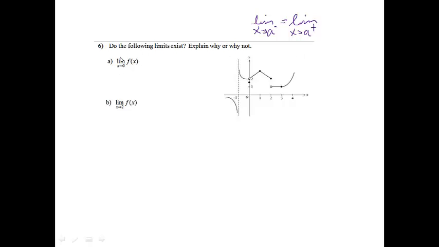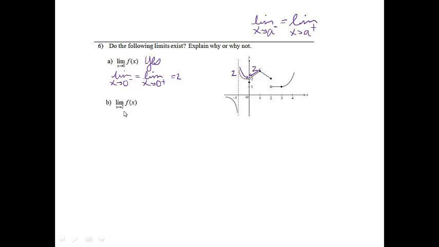So if I would like to find the limit as x approaches 0, as I'm approaching 0 from the left, I'm approaching a y value of 2. And as I'm approaching from the right, I'm also approaching a y value of 2. So since my limits match each other, they both equal 2, I would say yes, and that would be because the limit as x approaches 0 from the left is equal to the limit as x approaches 0 from the right, which actually happens to be 2 in this case.